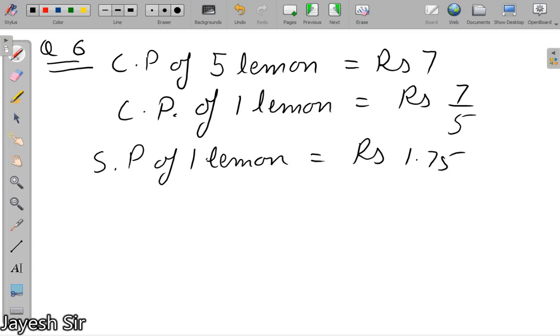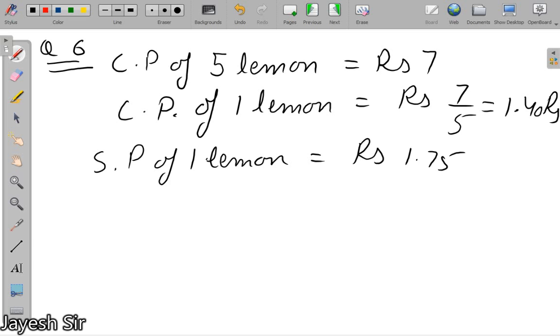1.75. So on solving this, 5 ones are 5, 5 fours are 20. So the cost price of 1 lemon will be rupees 7 upon 5, that is rupees 1.4. You can say 1.40, and the selling price of 1 lemon is rupees 1.75. So now here once again we can see the selling price is more than the cost price.